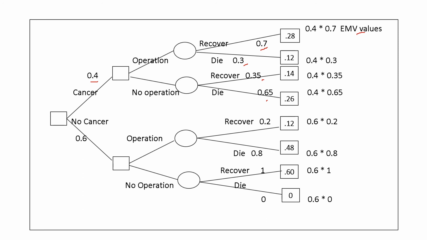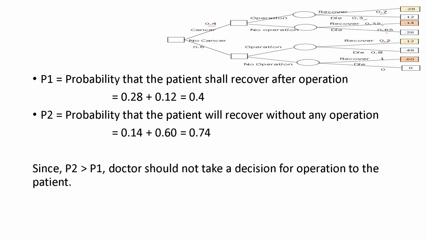Then for the no cancer chance, 0.6 is the percentage. So 0.6 into 0.2, that is 0.12. 0.6 into 0.8, 0.48. 0.6 into 1, 0.6. 0.6 into 0, you will get 0. So these are the EMV values. Now we have drawn the decision tree. Our next question is, what decision should the doctor take?